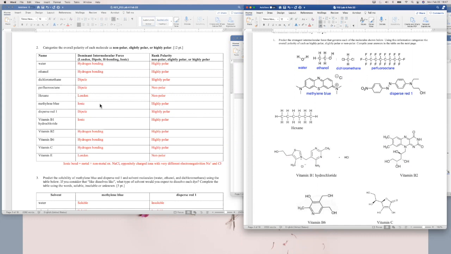Okay, and then the chart that's up above here, something that's ionic is going to be highly polar.